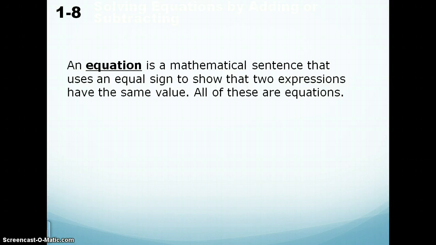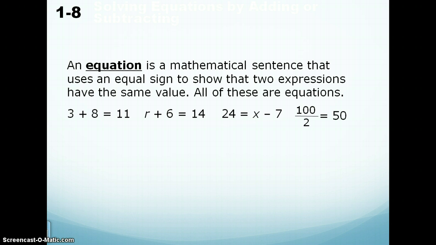To make an equation, we need a mathematical sentence that uses an equal sign to show that two expressions have the same value. Some examples would be 3 plus 8 equals 11, r plus 6 equals 14, 24 equals x minus 7, 100 divided by 2 equals 50. We can use addition, subtraction, multiplication, or division. We can use variables and numbers. But the important thing is that the two sides are balanced, that they are equal.